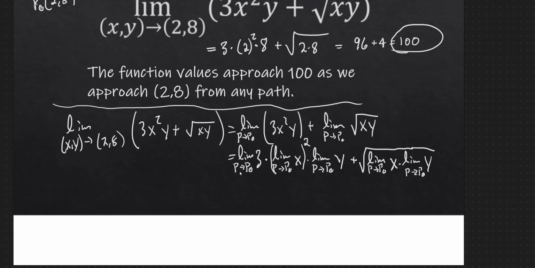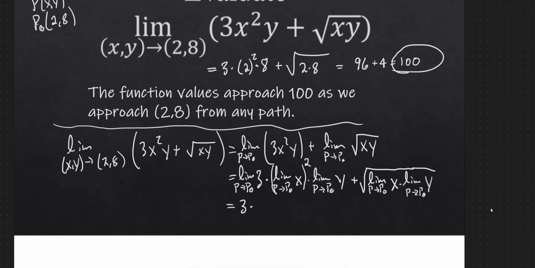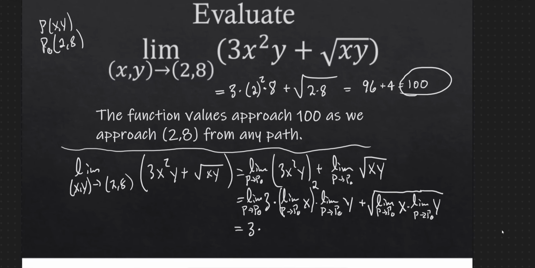Limit as p approaches p naught of a constant. Well, we had that constant rule, so that's 3. Limit as p approaches p naught of x, so we're approaching the point (2, 8). Remember, sorry, I scrolled down too much. We're approaching the point (2, 8), and so that base unit tells us this is just 2, and then square that, times that one goes to 8. Over here, we'll get the square root of that one. So that's one of our base units. That's 2. And here's another one of our base units. That's 8. And so then we get our 100 out. So that's really what's going on behind the scenes.